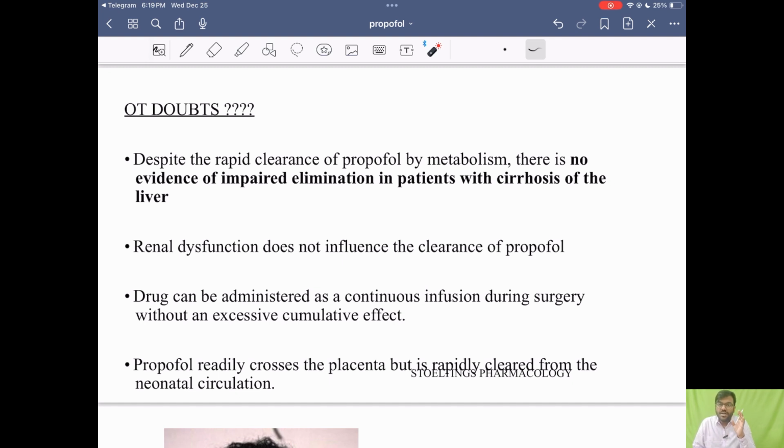Propofol is a very common drug used in TIVAs, total intravenous anesthesias, along with other opioids like fentanyl, remifentanil, sometimes with dexmedetomidine, an alpha-2 agonist. So propofol is a very important drug which plays a big role in TIVA. We can give it either as a bolus dose or as a continuous infusion during the surgery. Propofol readily crosses the placenta, but it is also rapidly cleared from the neonatal circulation.